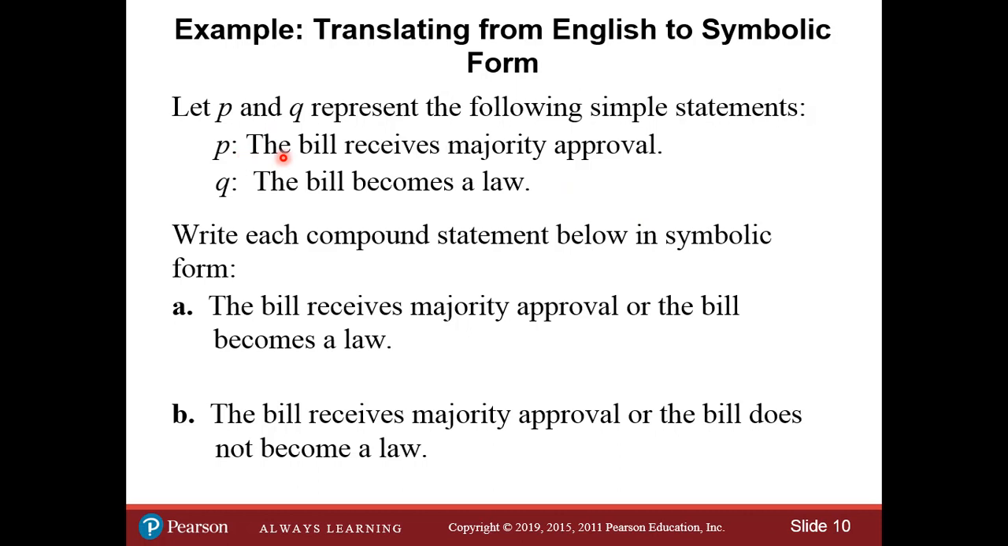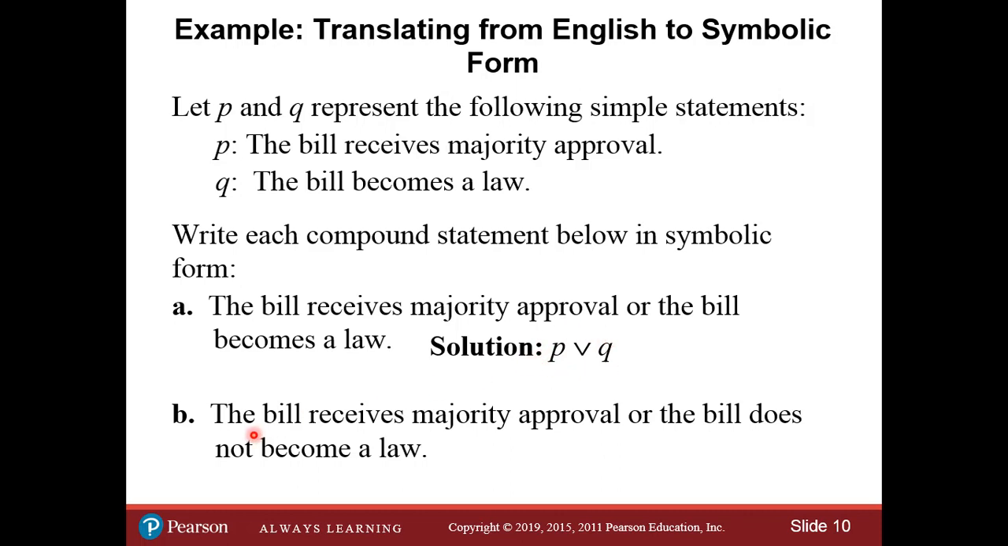So let P represent the bill receives majority approval. Q, the bill becomes a law. Write each compound statement below in symbolic form. So here it says the bill receives majority approval or the bill becomes a law. Now in the first statement, this is what? This is P. And then we have the connective or, and then the second statement is what? Q. And so we get P or Q.